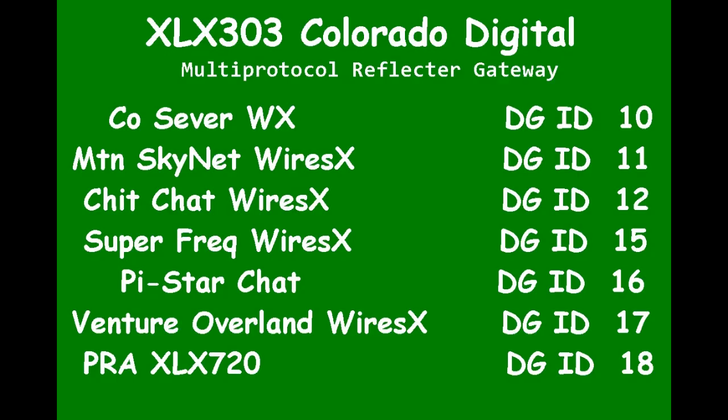73. And while you're on XLX 303, check out these other reflectors, talk groups if you will. Got Colorado Severe Weather, which is digital ID 10, Mountain Skywarn, WX 11, Chit Chat 12, Super Freak 15, Pi-Star Chat 16, Venture Overland 17, and PRA XLX 720. I'm not sure what that is. It uses 18, and Paranormal has been added to this group with 25, but I don't think the bridge over to Paranormal TGIF talk group 3307 has been set up or established yet.